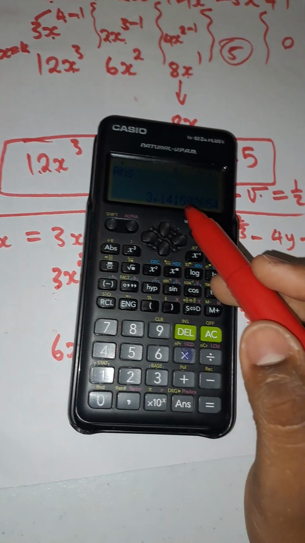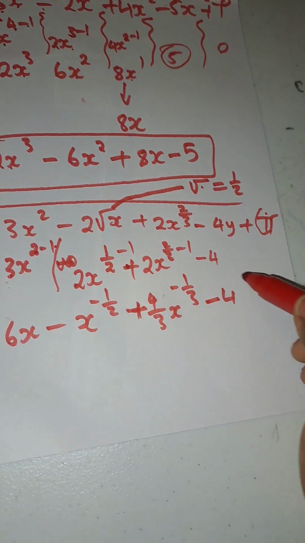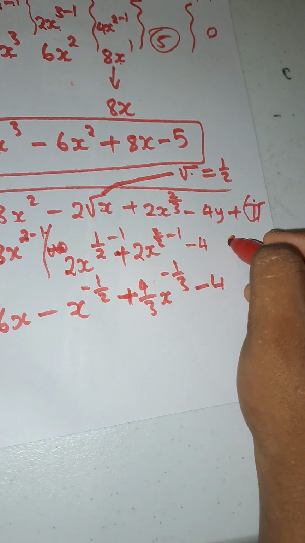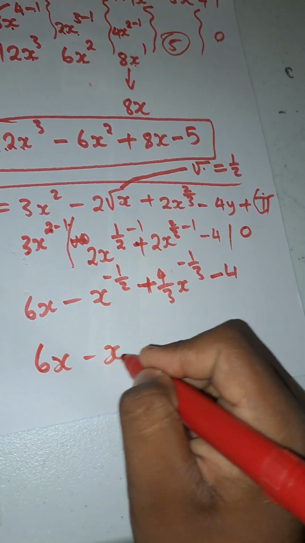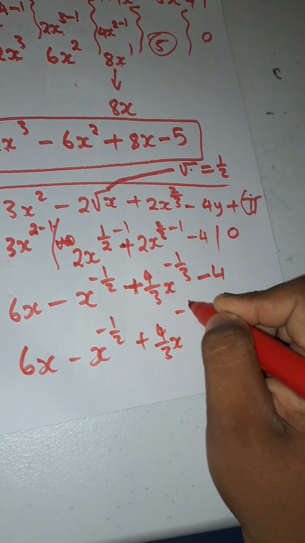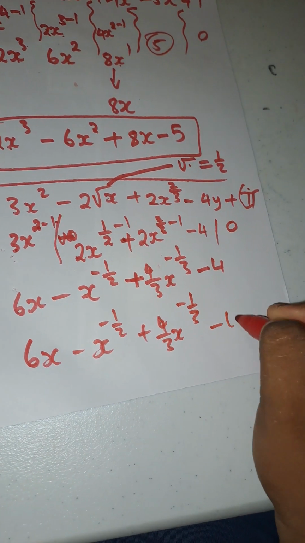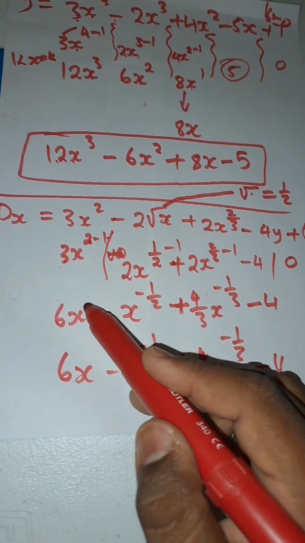Let me check. You see it is 3.14, what? So it's a number, it's a constant. So this one is the same as what? 0. So this is my answer: 6x minus x to the power of negative half plus 4 over 3x to the power of minus 1 over 3 minus 4. So for this one, 3x squared, it is the same as 6x.